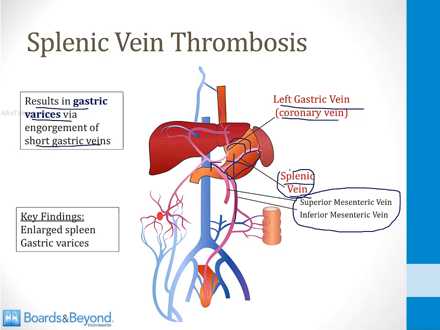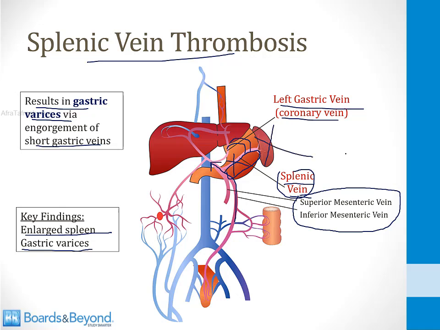The way this will present is a patient with chronic pancreatitis who develops an upper GI bleed and has an enlarged spleen on physical exam, and endoscopy will show gastric varices. That patient is suffering from a splenic vein thrombosis, which is a well-described complication of chronic pancreatitis. You don't need to know this for step one, but there is an interesting treatment for this condition, and that is splenectomy.